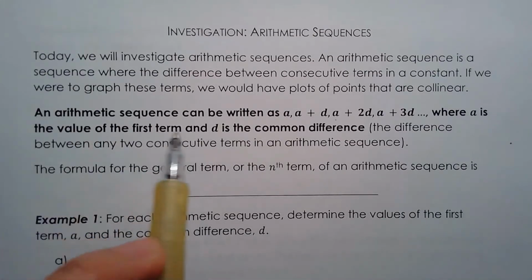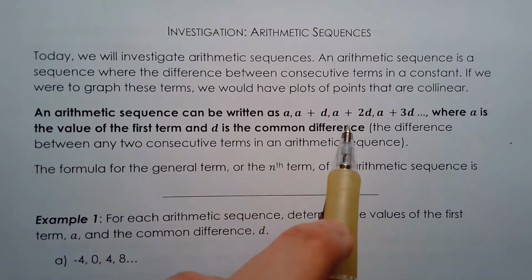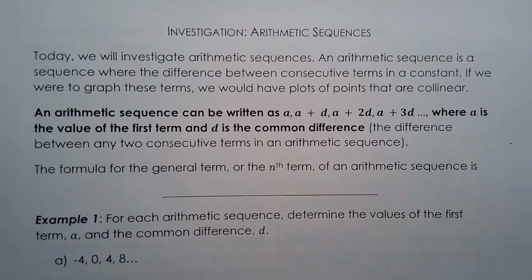An arithmetic sequence can be written as a plus d, a plus 2d, a plus 3d, and so on. a is the value of the first term, and d is the common difference. And what is the common difference? It's the difference between any two consecutive terms in an arithmetic sequence. So you've already seen arithmetic sequences before, you just didn't know they were called arithmetic sequences.